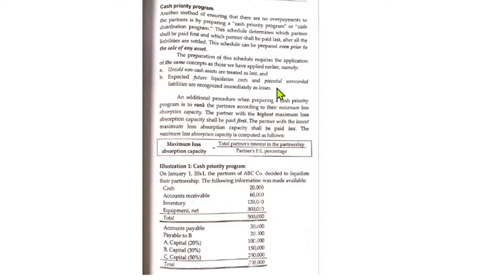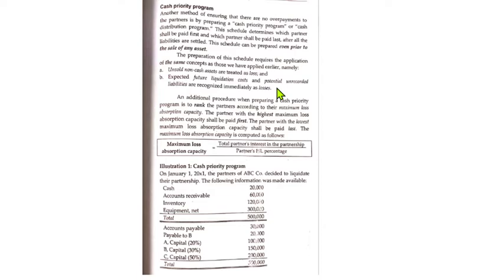The additional procedure that we have to learn before we prepare the cash priority program is to identify the maximum loss absorption capacity. So ano ba tong maximum loss absorption capacity? It can be computed as the total partner's interest in the partnership, yung capital niya, plus yung utang ng partnership sa kanya, or minus yung receivable ng partnership sa kanya, divided by the P&L ratio of that partner. So that will be your maximum loss absorption capacity.